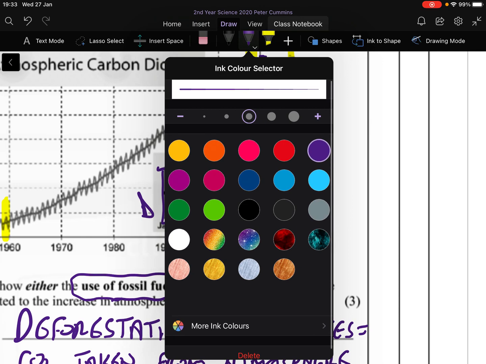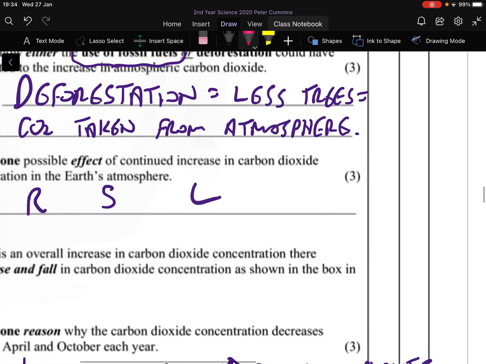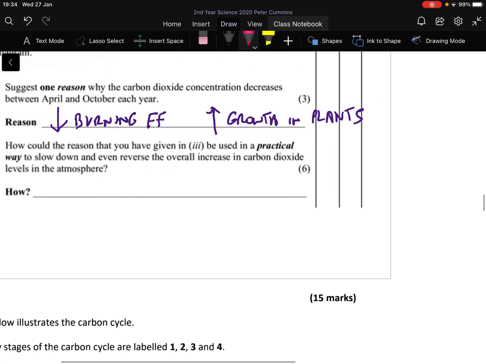Then by the time we get to October, all the leaves fall off the plants, so they're not taking in carbon dioxide. And at the same time, we chuck on our heating and get into our cars again, and the carbon dioxide level rises back up for the winter months.